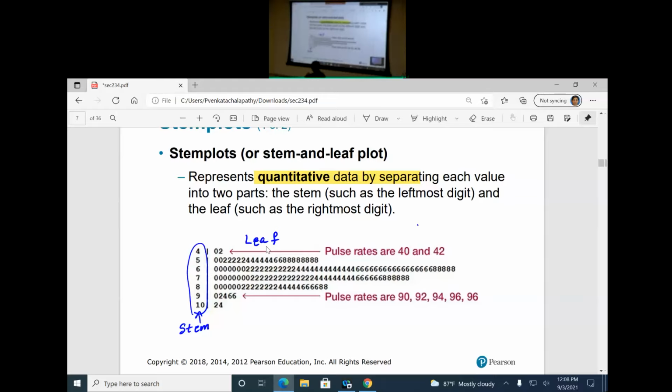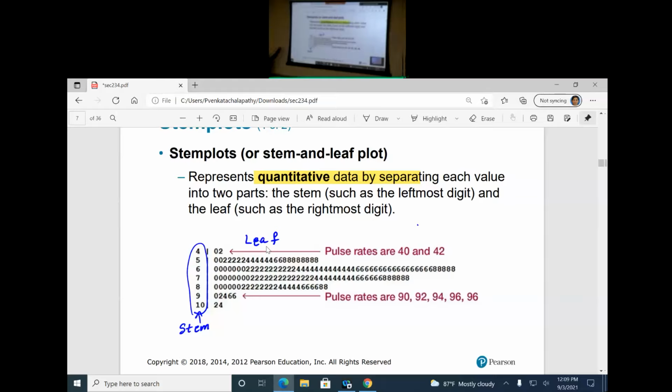So, for example, now I have the numbers 40 and 45. Okay, and then I have 42 and 44. So how do we construct a stem and leaf for this? The first value, whichever you write, should be in the stem, and the next number should be in the leaf.